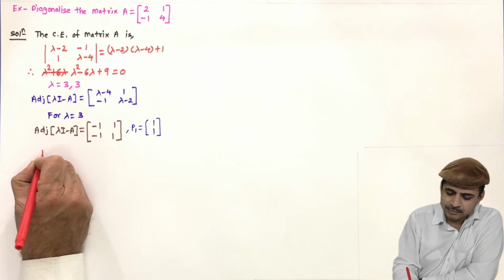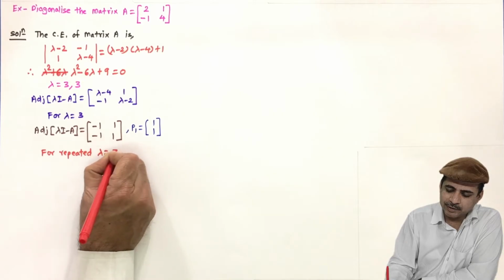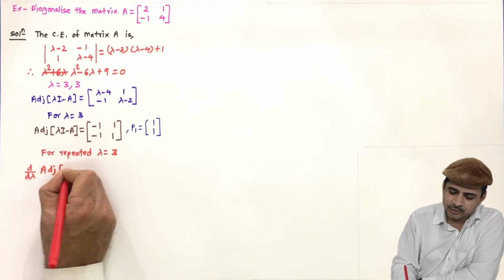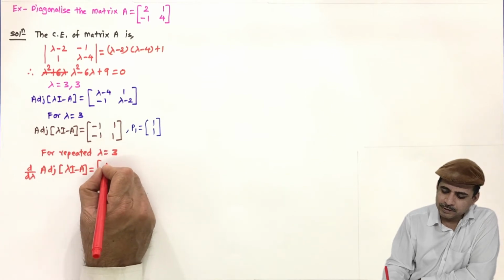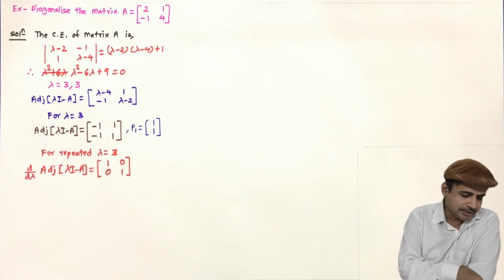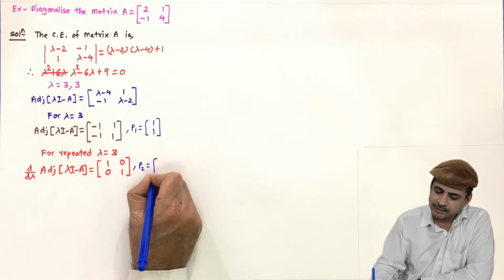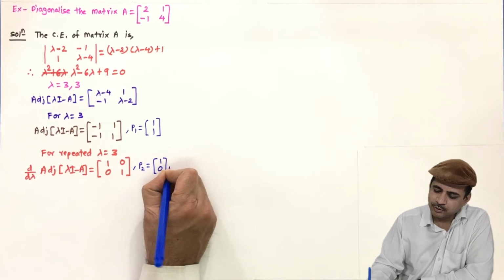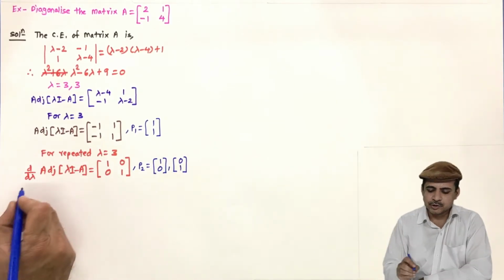Then for the repeated eigenvalue lambda equal to 3, we have to take the derivative d by d lambda of adjoint of lambda I minus A, which is equal to 1 0 0 1, and that means here I have received two different eigenvectors as 1 0 and 0 1. Correct.